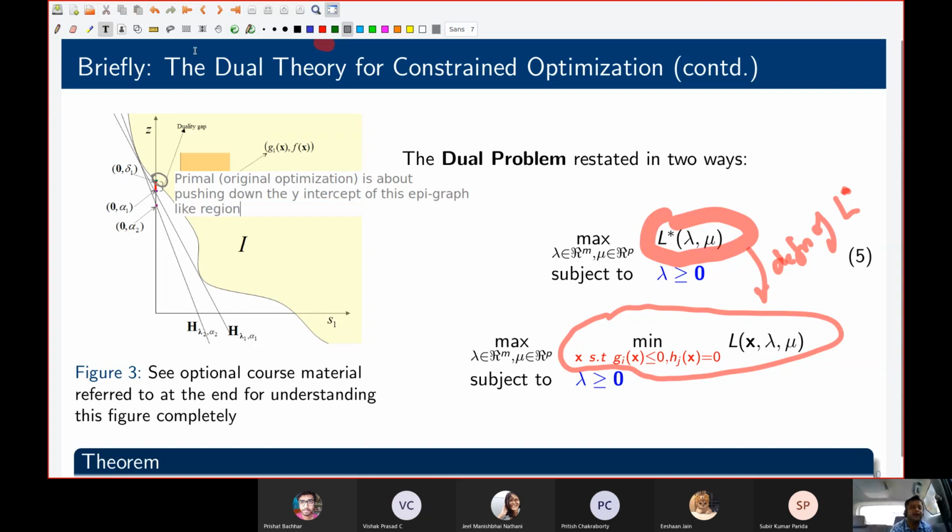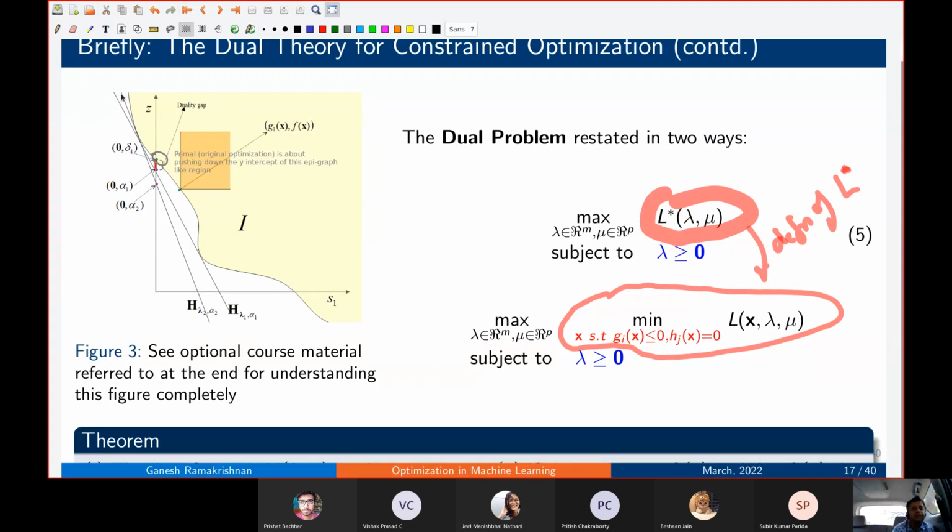okay, to know what that exactly is, I'll have to again take you through the entire discussion. But I think it suffices to show that there's some pushing down happening, and the dual optimal is about pushing up the y-intercept of the hyperplane. Now, what is this hyperplane? It is the tightest supporting hyperplane.